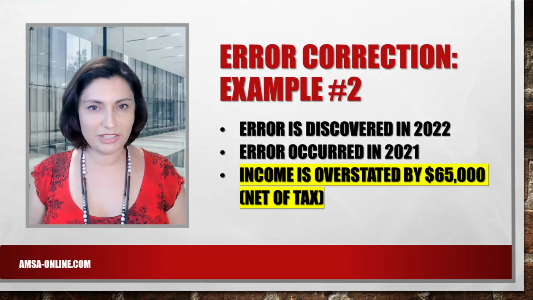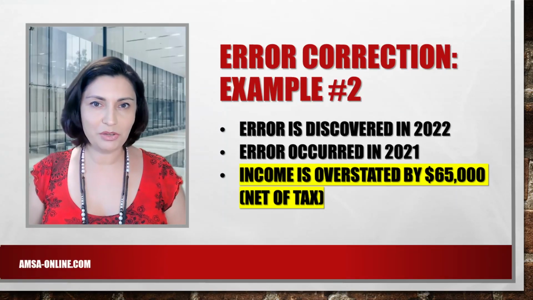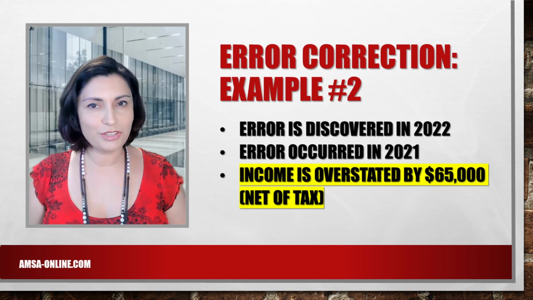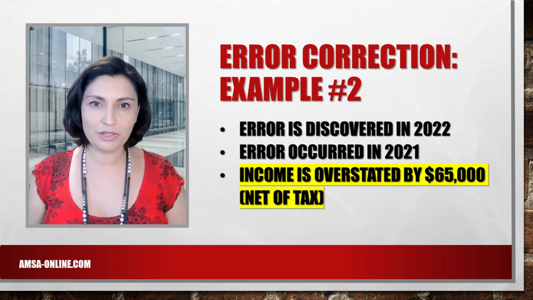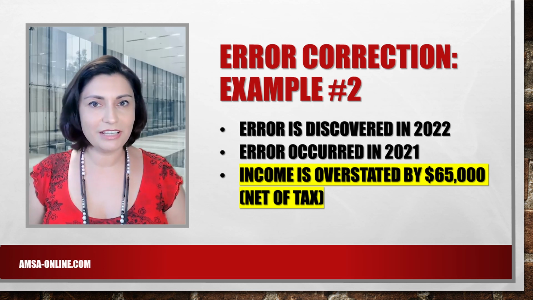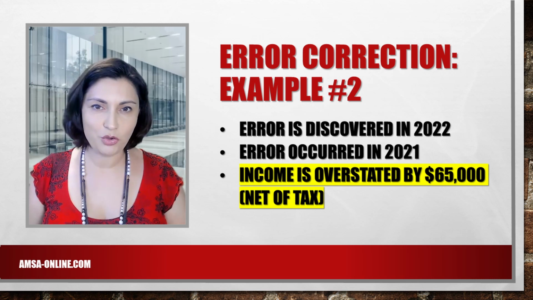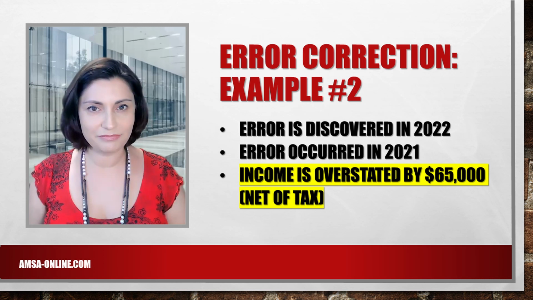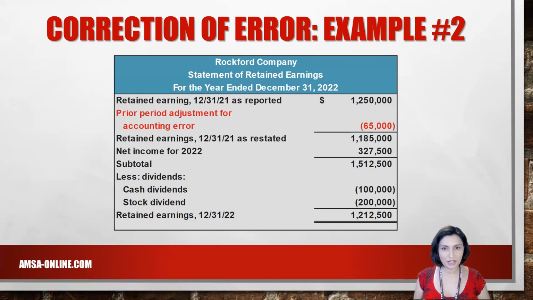Let's look at one more example. Rockford Company found an error that overstated income in a prior period's financial statements. Net of taxes, the error is reported as a $65,000 reduction on the statement of retained earnings. This is what the statement of retained earnings with prior period adjustment looks like.